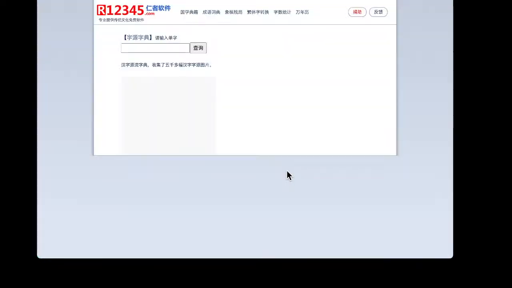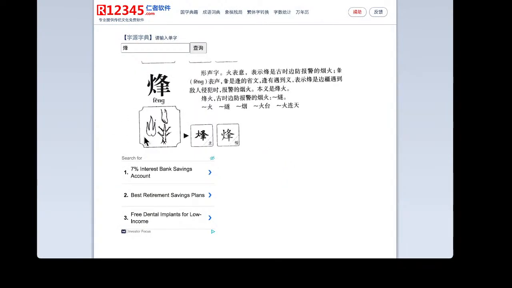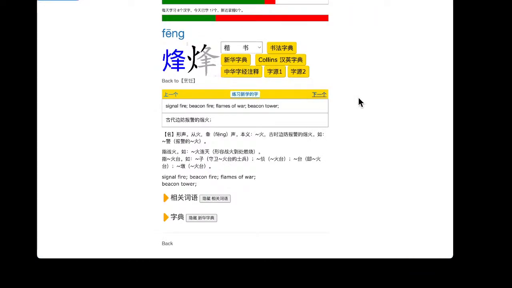Okay, let's take a look at the character. So fire radical, of course, and on the right hand side is the character called 风. Now 风 has the meaning of 逢, which means meet or bump into each other. So that's obvious if you think about it. This character means a signal fire, right? When do you need to send a signal fire? That means you bump into the enemy, or the enemy bumps into you, and then you need to send that signal fire. That's 风.